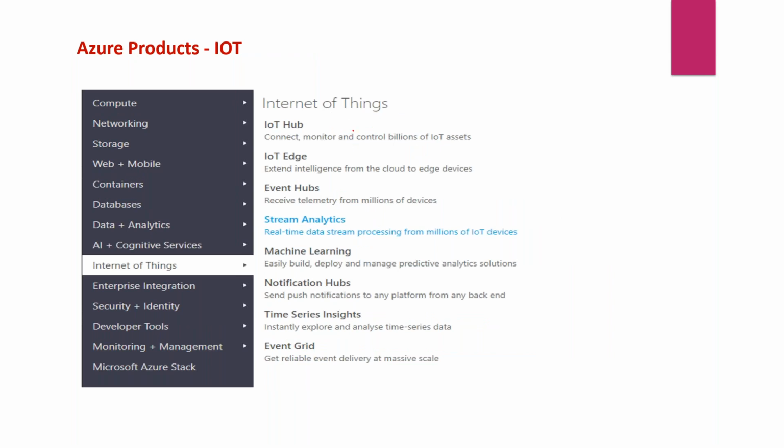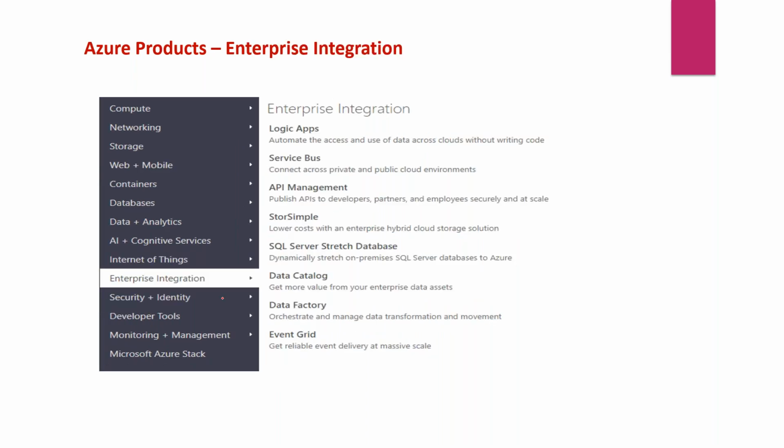IoT, the Internet of Things: you can connect, monitor, and control business IoT devices. So they have tools to support your IoT devices. Enterprise integration: Logic Apps, Service Bus, API management, Storsimple, data catalog. If you want to integrate your on-premises network with the Azure network, you can use these tools.